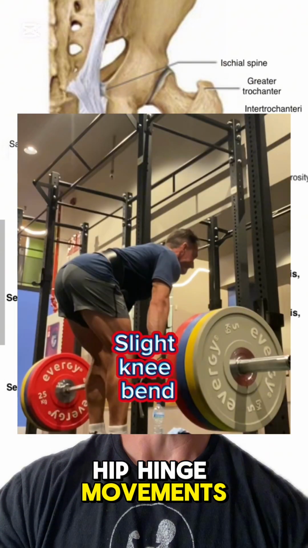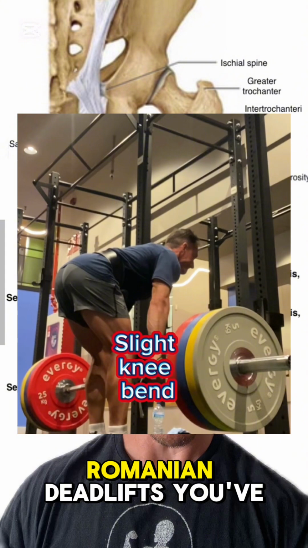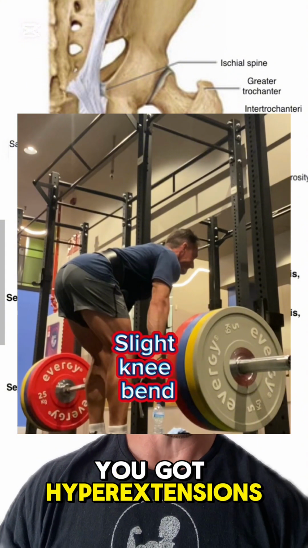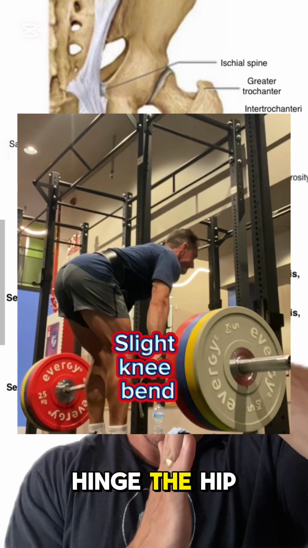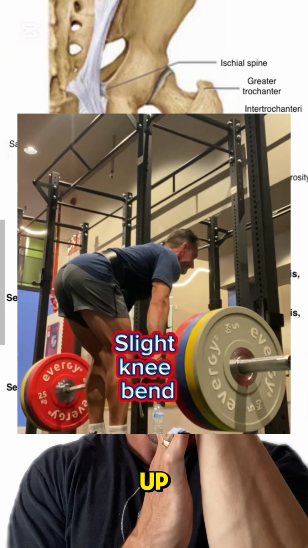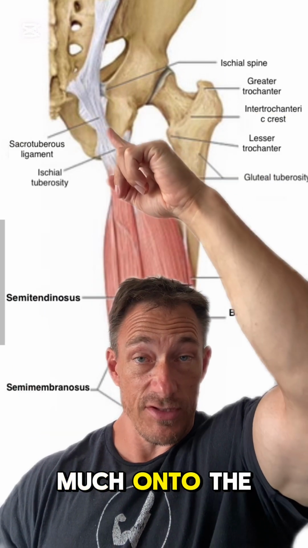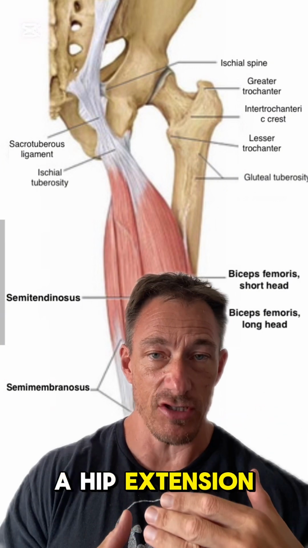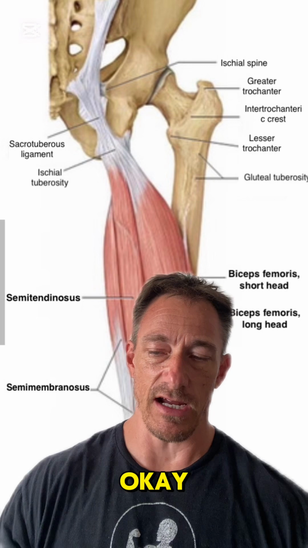Then hip hinge movements. You've got Romanian deadlifts, stiff leg deadlifts, hyperextensions, and good mornings. All of them hinge the hip and you extend up, and because the hamstrings join pretty much onto the hip, that creates a hip extension. So along with the glutes, it helps to extend the hips.